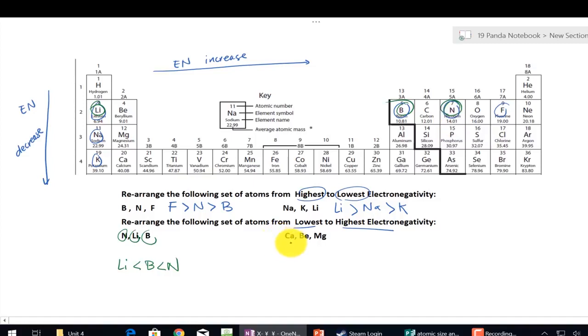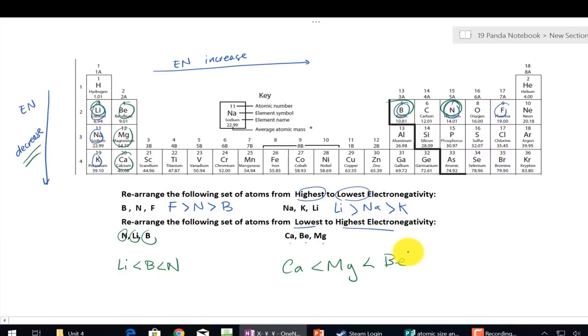Let's try another one. We have calcium, beryllium, and magnesium. So we have calcium, magnesium, and beryllium right there. And we want the lowest to be first. So again, going down, in this case, is decreased. So the one with the lowest would be the one on the bottom: calcium, followed by magnesium, and followed by beryllium.